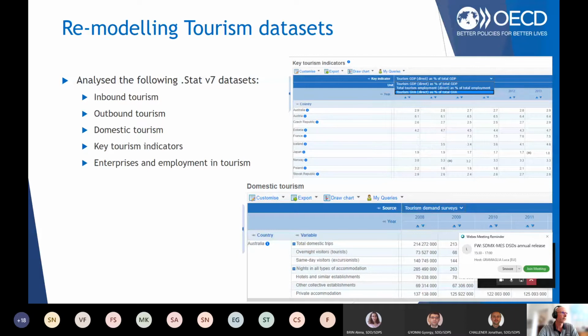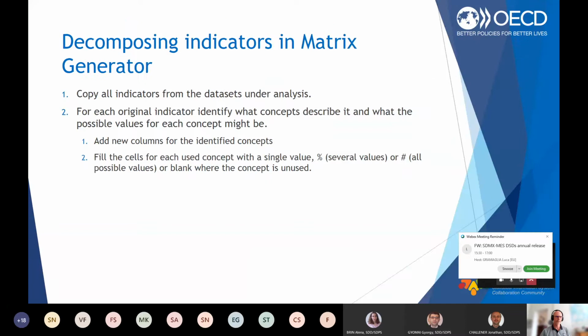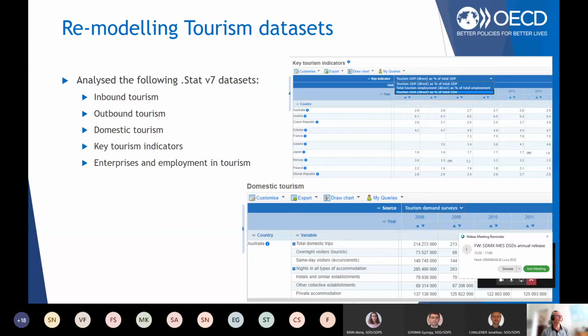On using it to remodel tourism datasets. So just back to a bit of theory. When we start to remodel domain datasets, first of all, we look at the existing data. And for tourism, we analyzed 5 different tourism-related datasets. Okay, they're up there on the screen.